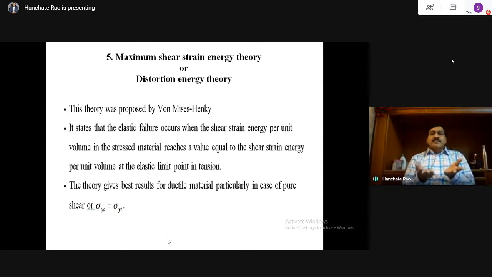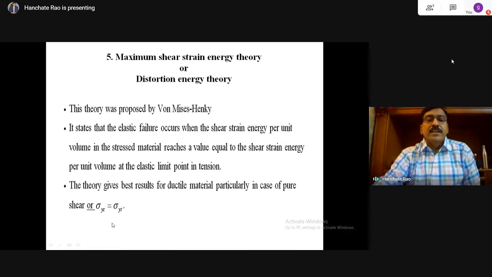This theory states that the elastic failure in a material occurs when the shear strain energy reaches the shear strain energy at the elastic limit in simple tension, where the yield stress is the same in compression and tension, sigma yc and sigma yt both.